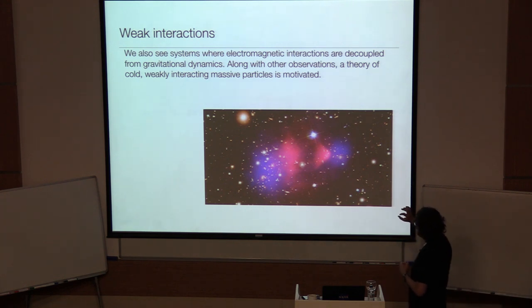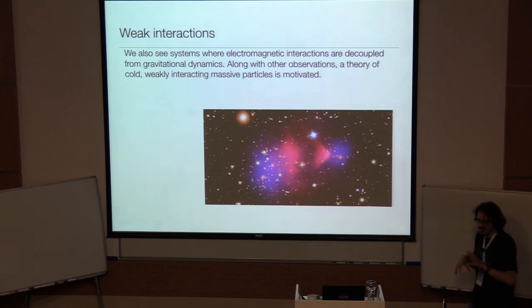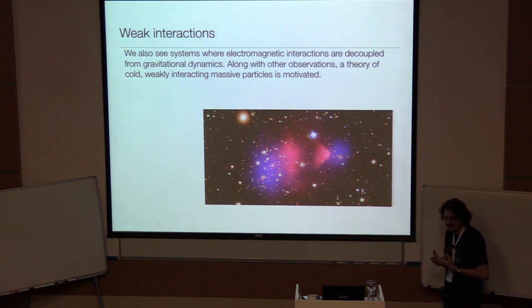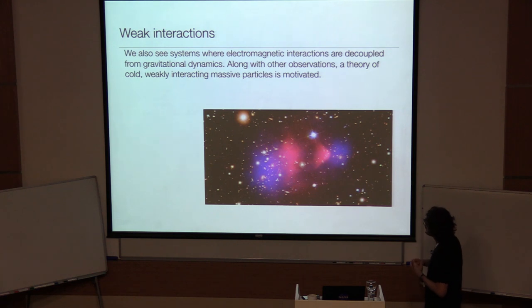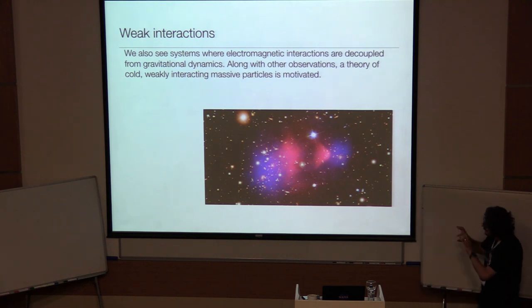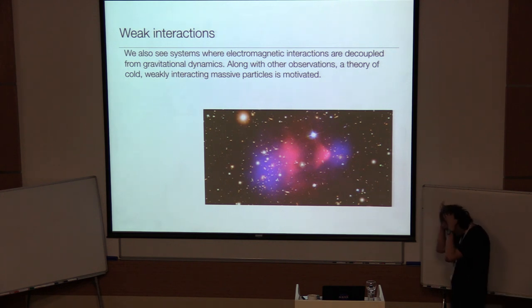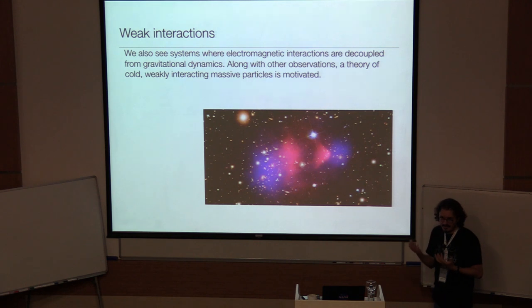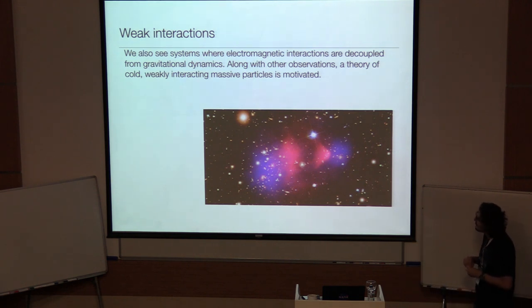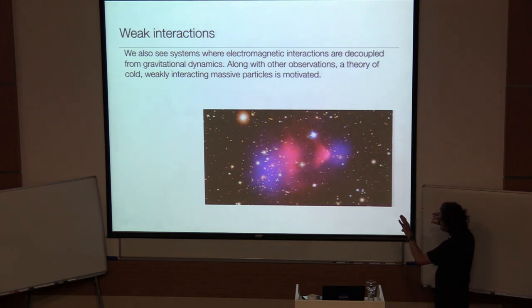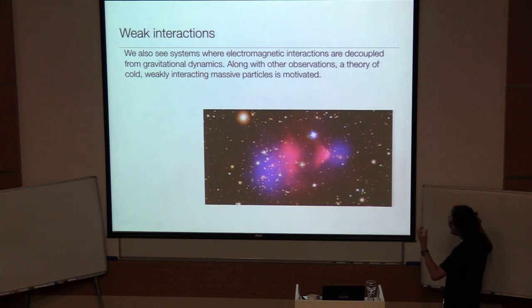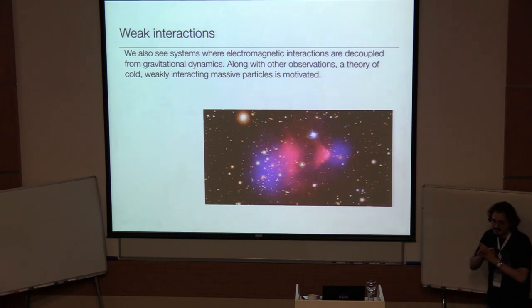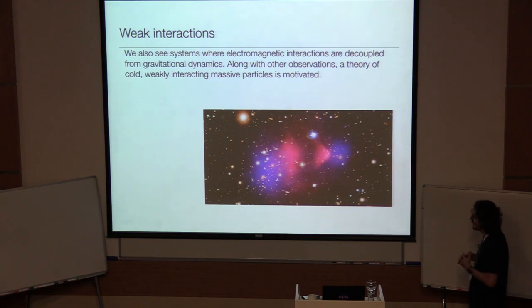So what's happening here is you have two clusters, and the clusters obviously have a lot of hot gas in them, the intracluster medium. So the red color is showing basically the visible hot gas that's very hot just because it just collided with the other cluster. But you can see that it's got a shape as if it went through the other cluster, as a result of the collision.